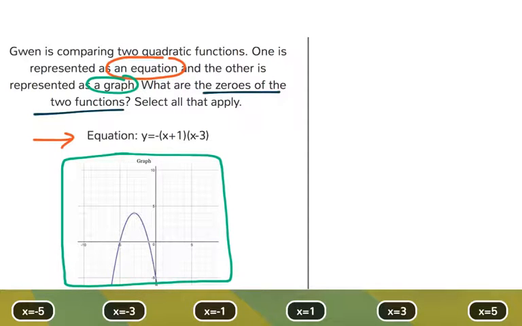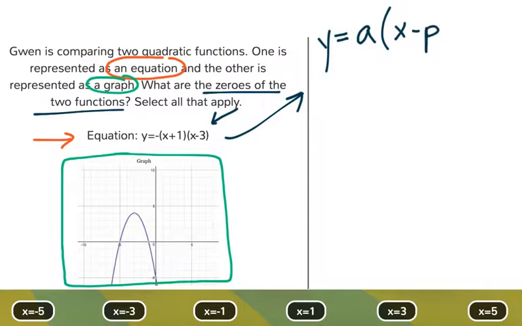Okay, well, let's do the equation first. Remember, for an equation, we are lucky it is already in what we call intercept form. And for intercept form, it's going to be y equals a times x minus p times x minus q. Okay, and the intercepts are the p and the q. Well, in this case, we already have that form, which is great. So we can actually just pull out the p and the q.